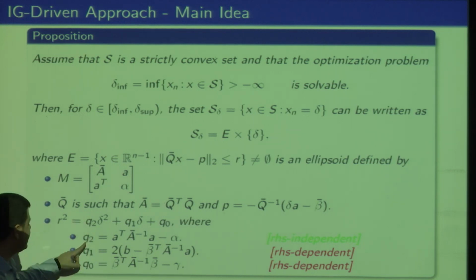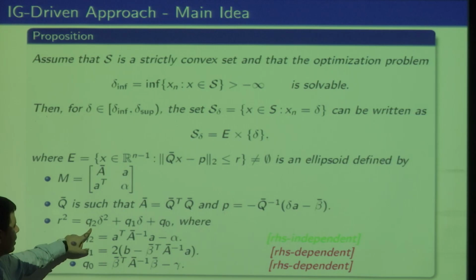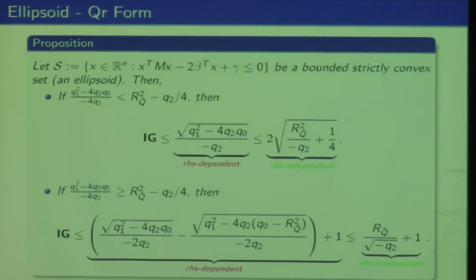But the important thing is that Q2, the coefficient of the quadratic term, is right-hand side independent. And the other two are right-hand side dependent. So you will see in the bounds which one plays a role. All right, for the ellipsoid, there are two regimes. Now we are in the QR representation because it's much easier to analyze this case with the quadratic inequality. There are two regimes for the ellipsoid case.